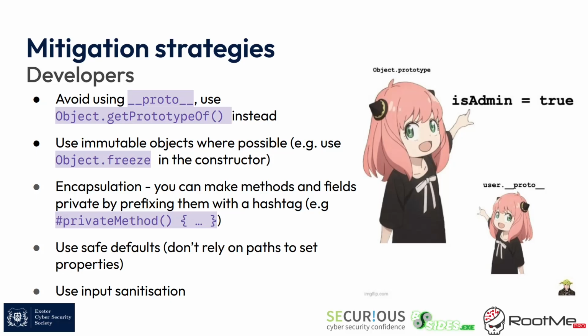You can also use encapsulation, so you can make methods and fields private by prefixing them with the hashtag. This allows you to prevent public access to certain methods and fields if they're not necessary. You can use safe defaults. So if you set predetermined defaults beforehand, you can avoid the case where an attacker might have access to doing a prototype pollution attack based on path-defined properties, which is what I showed earlier in the slides where you've got person x y equals val. And use input sanitization.